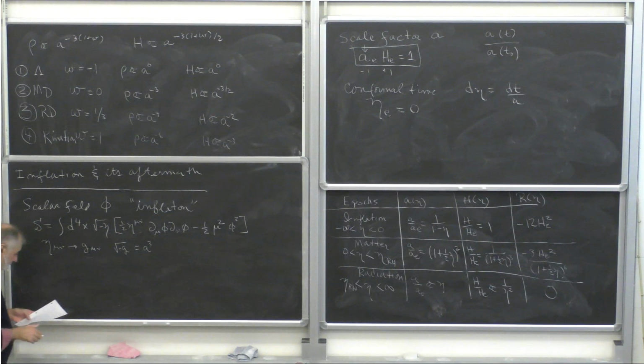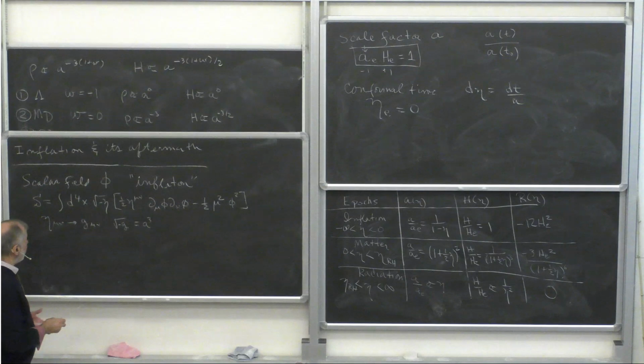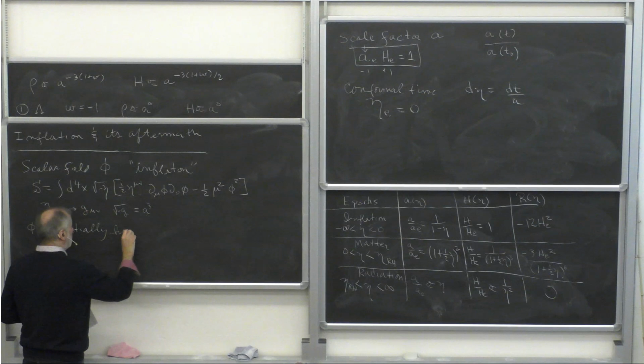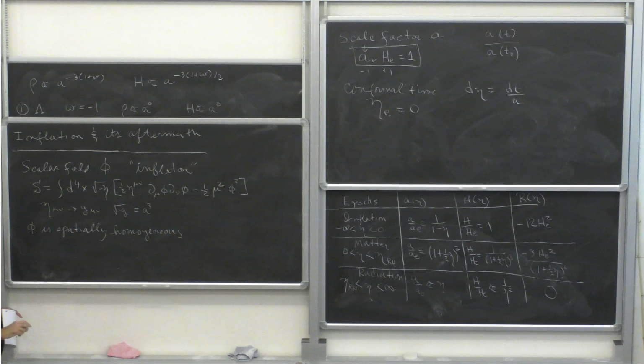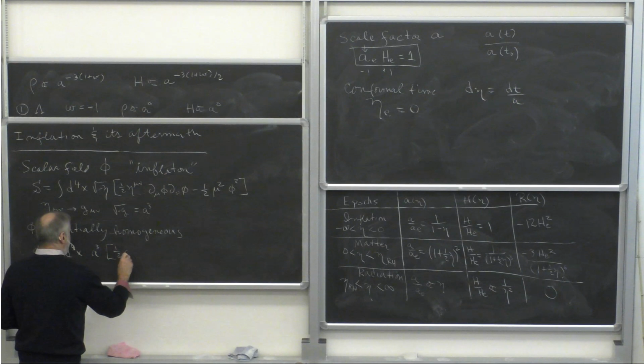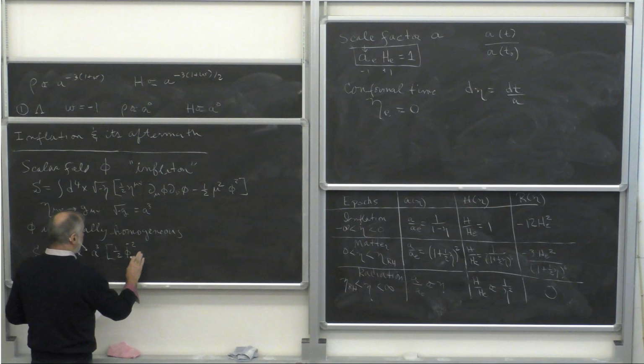So we're also going to assume that the field is spatially homogeneous. So the only derivative that will enter will be the time derivative. So the action will become the integral d4x a cubed, 1/2 phi dot squared minus 1/2 mu squared phi squared.